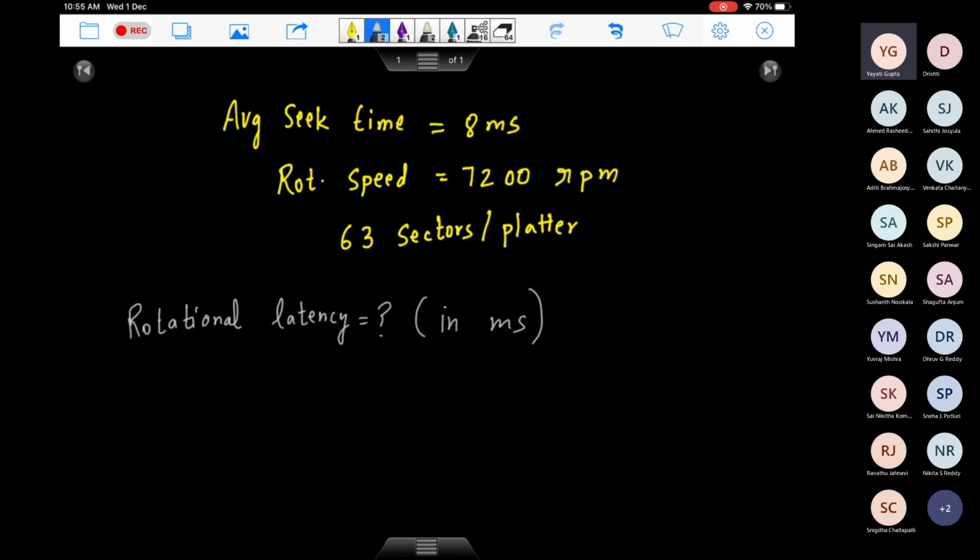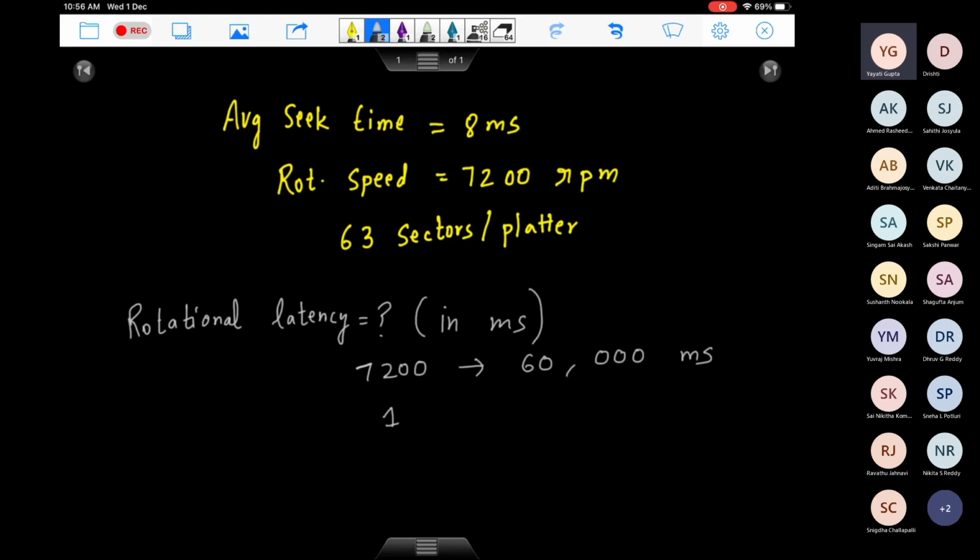Tell me, how much time does it take for half a rotation? Okay, Yuvraj says 4.1662. You can also enter it in fraction, that is fine. All right, so let's see. Yes, Snigdha also says 4.1667. Good. So for 7200 rotations, you require 60 seconds or 60,000 milliseconds, right?